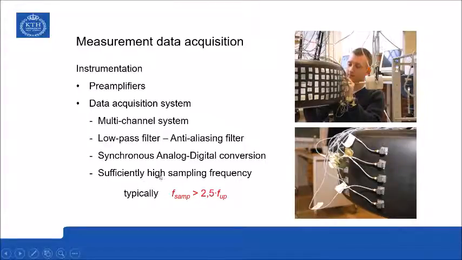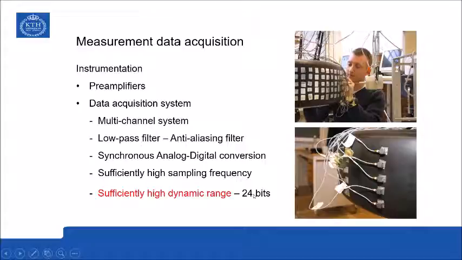In order to be on the safe side and avoid errors, a common choice is to sample with a factor 2.5 times the upper frequency limit. And the reason for this is that the anti-aliasing filters we use are not ideal. They have a specific slope that makes this choice a safe choice.